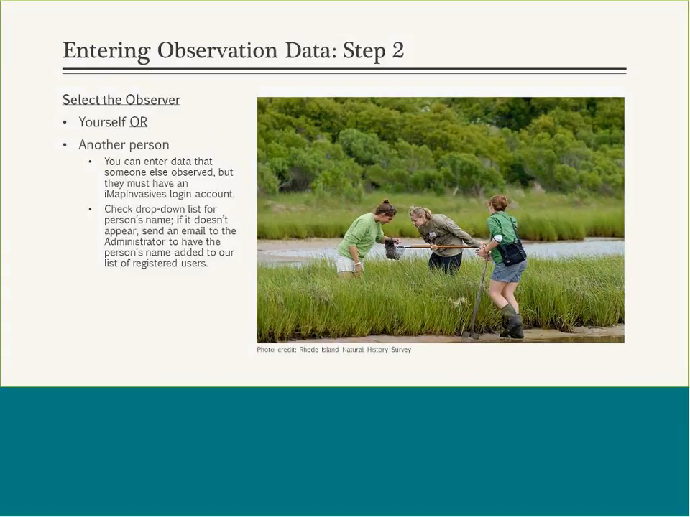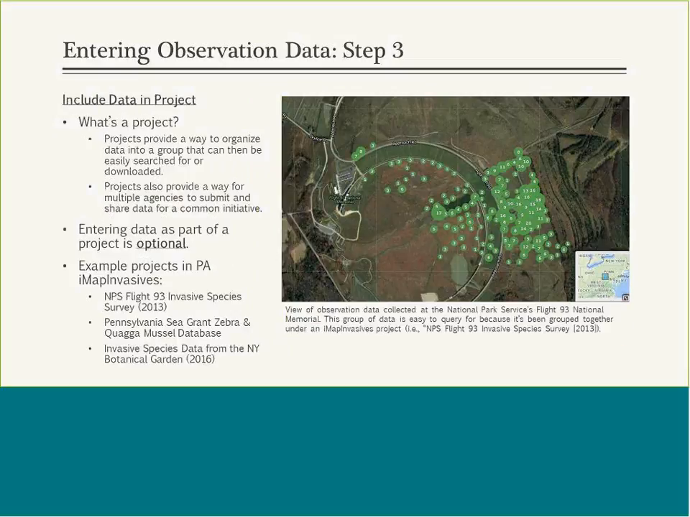So step 2 in creating an observation is selecting the observer. If it's you, then you would say that you were the observer, but you can also enter data for another person as well, and they would have to be a registered user in order for you to select their name in the program. If they aren't a registered user, you can send that information directly to me, and I will then add them as a registered user to the database so that you can then give credit to them for being an observer.